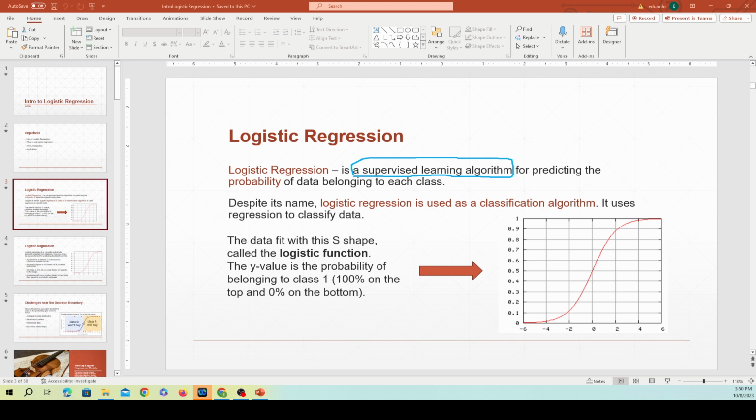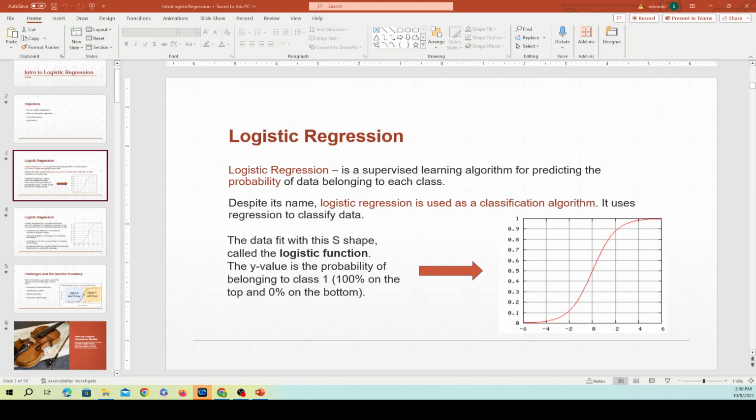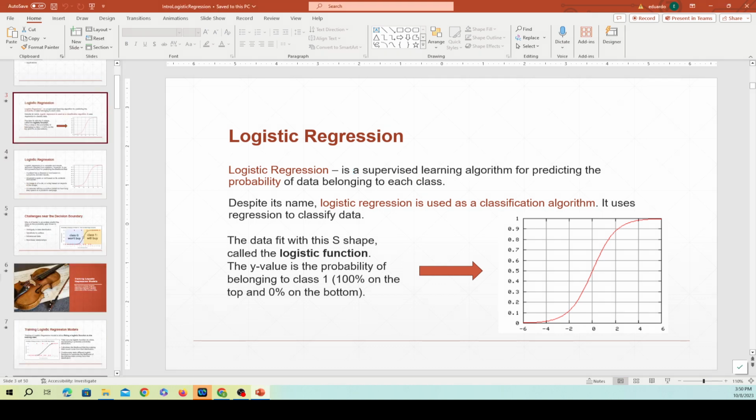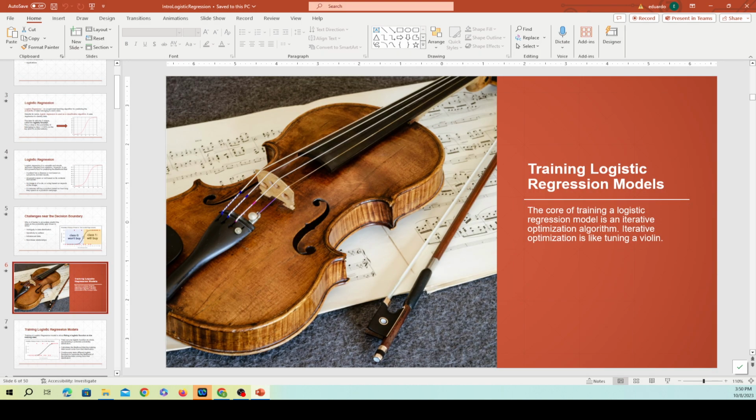Okay, now why am I mentioning that? Because when we're tuning our logistic regression, we're using the correct answer and the data to tune our logistic regression model. So we're tuning it. We're making sure that it's going to predict the best answer.